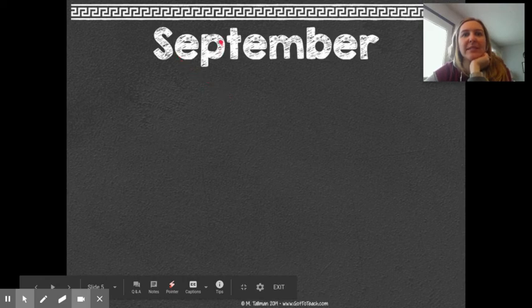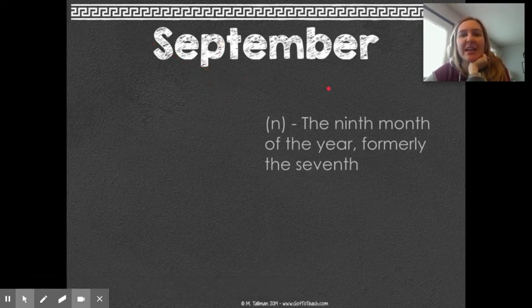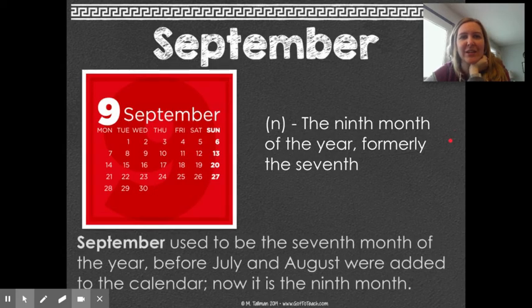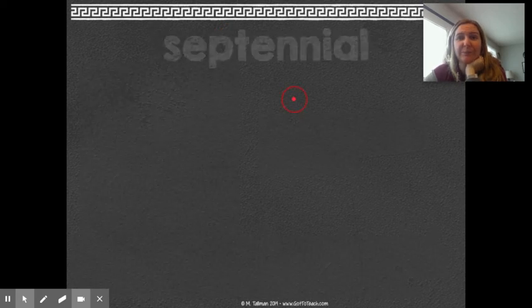September has our root sept, meaning 7 in it. September is currently the 9th month of the year, but it used to be the 7th month before we added in July and August. And so here it says September used to be the 7th month of the year before July and August were added to our calendar. It is now the 9th month. So although sept means 7, it used to be the 7th month.